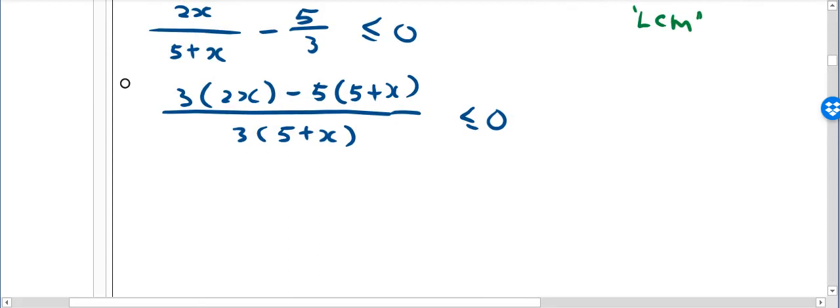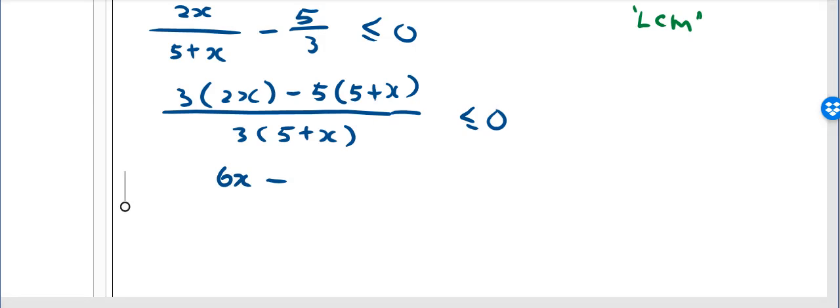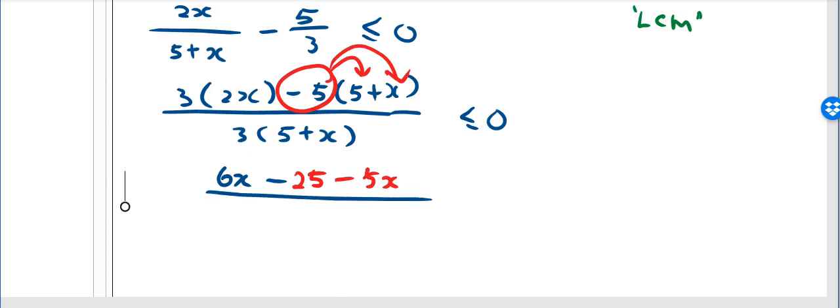Expand. You have 6x minus, what? If you feel that you may miss out, just circle everything. Then you expand. Negative 5 times 5, you have negative 25. Negative 5 times x, you have negative 5x. Especially for the negative on the second term. If you don't circle like that, I can imagine that you will have 5x rather than negative 5x. So after that, expand again. 3 times 5, you have 15. 3 times x, you have 3x. Other than that, just copy.